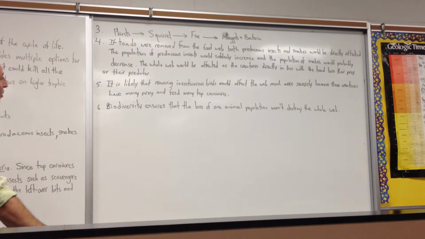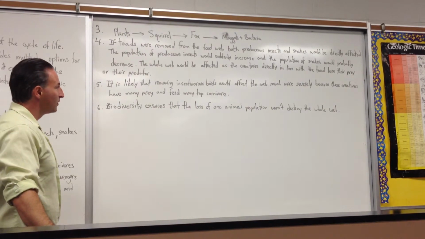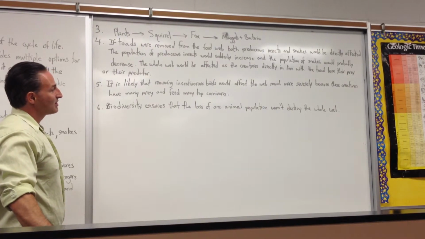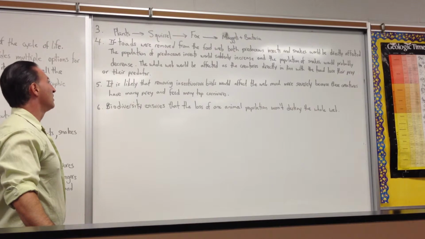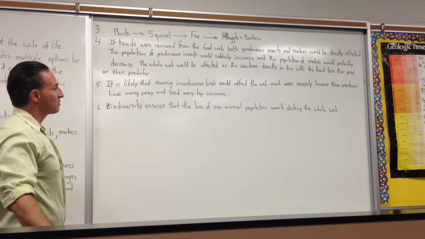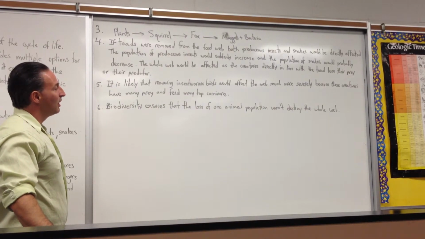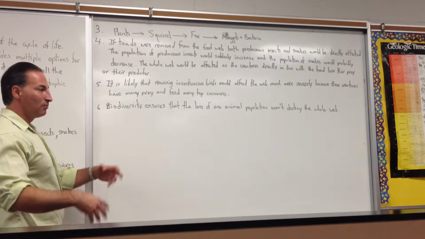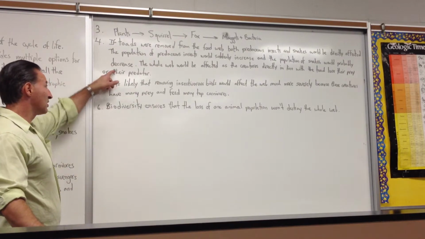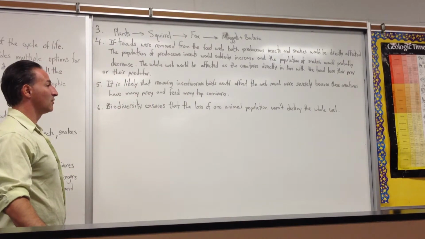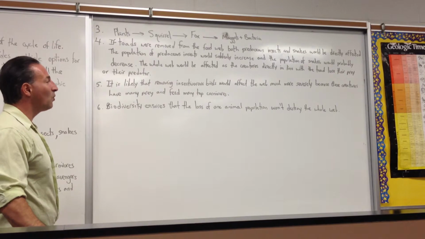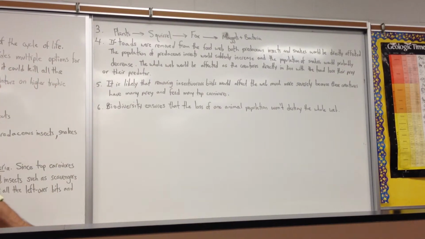Number 4, if toads were removed from the food web, both predaceous insects and snakes would be directly affected. The population of predaceous insects would suddenly increase, and the population of snakes would probably decrease. And that would also have more far-reaching effects to the creatures that depend on these other ones that are directly in line. So the whole web would be affected as the creatures directly in line with the toad lose their prey or their predator.